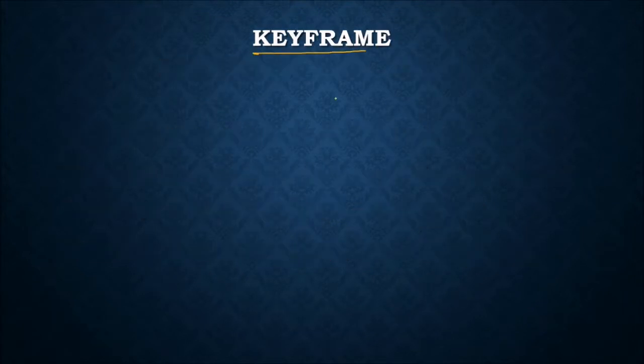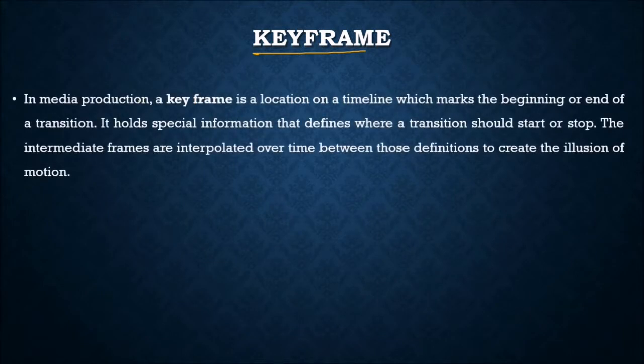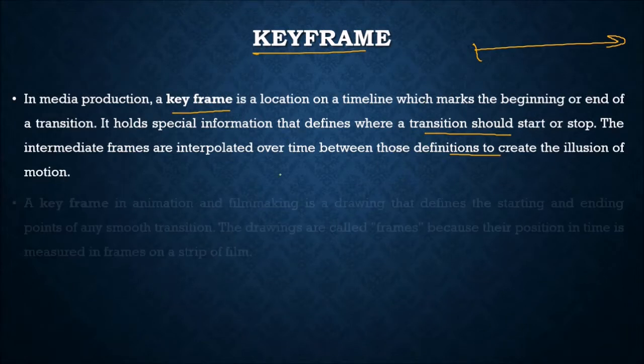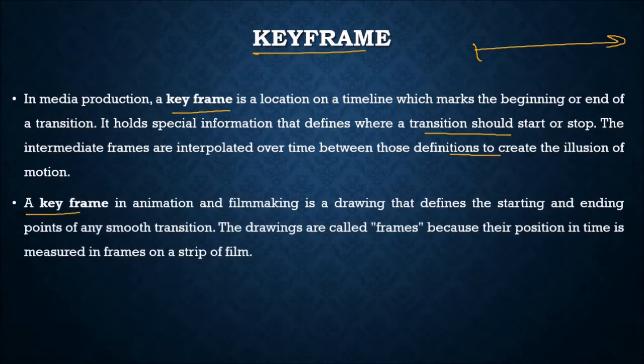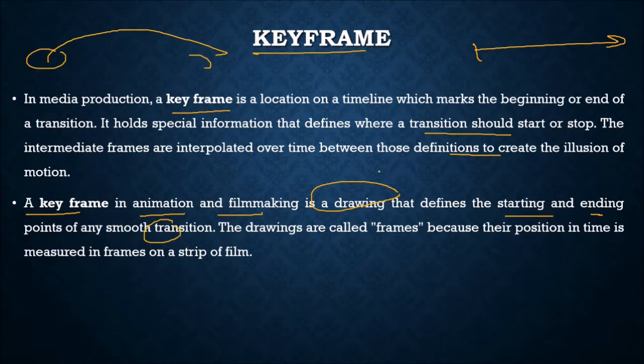Keyframe. What is a keyframe? In media production, a keyframe is a location on a timeline which marks the beginning or end of a transition. It holds special information that defines where a transition should start or stop. The intermediate frames are interpolated over time between those definitions to create an illusion of motion. Again, a keyframe in animation filmmaking is a drawing that defines the starting and ending points of any smooth transition.